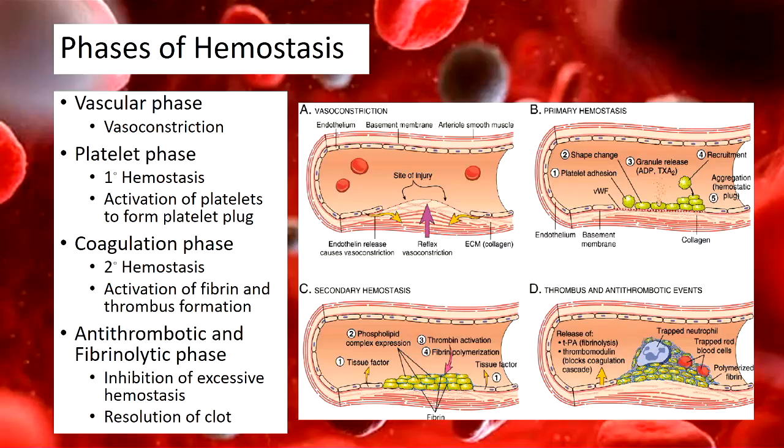Then there's the antithrombotic and fibrinolytic phase. Antithrombotic is now we're slowing down the coagulation cascade so your whole vessel doesn't fill up with a blood clot. I think we do have some drugs there. And then fibrinolytic phase, that's where we're breaking down the fibrin clot, and I don't think we have any drugs there. So that's kind of how we're going to do this.